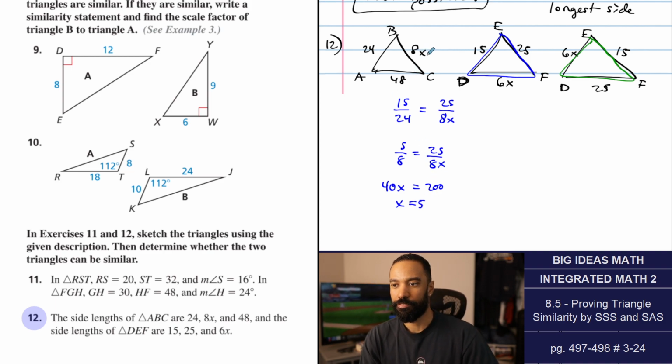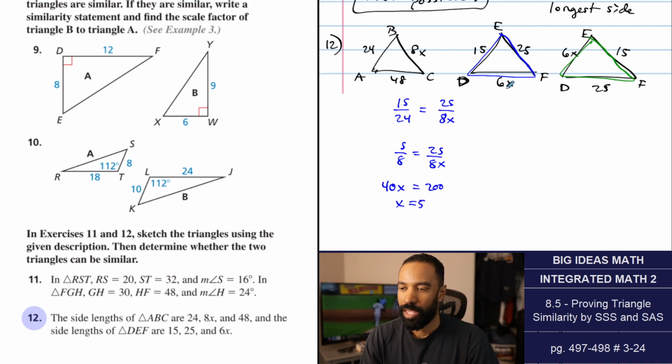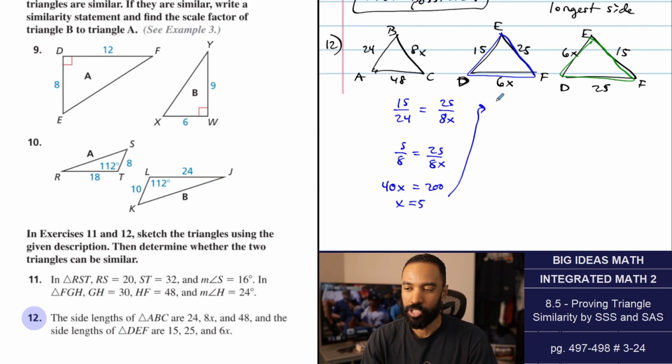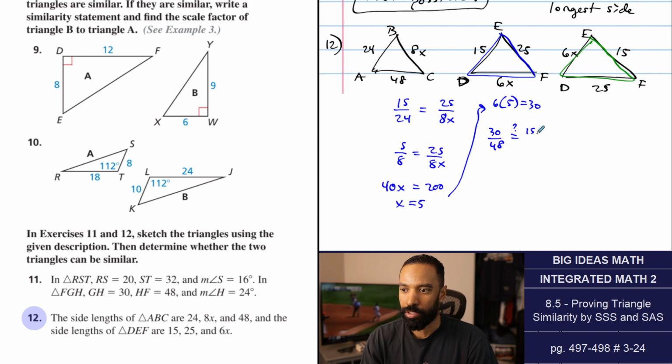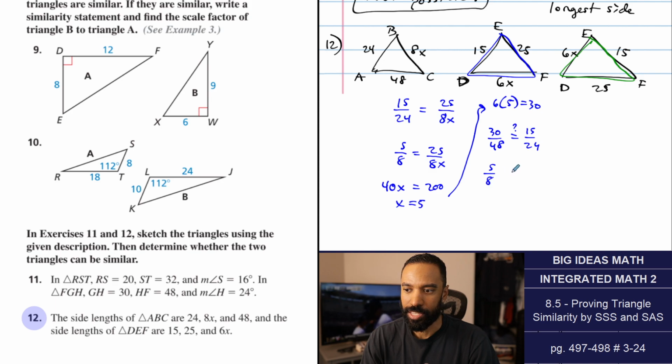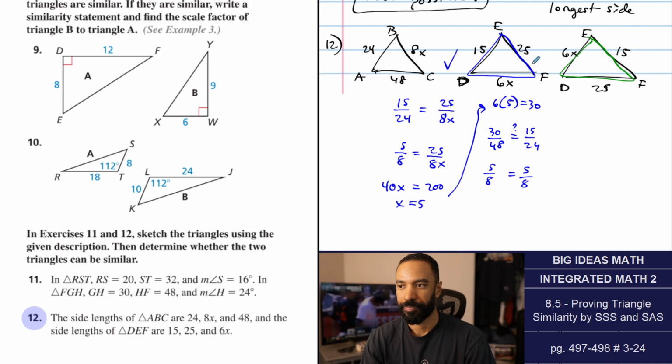Now with x equals 5, let's substitute in here. So now these are in proportion, right? 8 times 5 is 40, so 24 to 40 and 15 to 25. Let's check out 6x. 6 times 5 is 30. Is 30 over 48 the same as 15 over 24? 30 over 48, you can divide those by 6 and you get 5/8, and that's also 5/8. That checks out. So this would work.